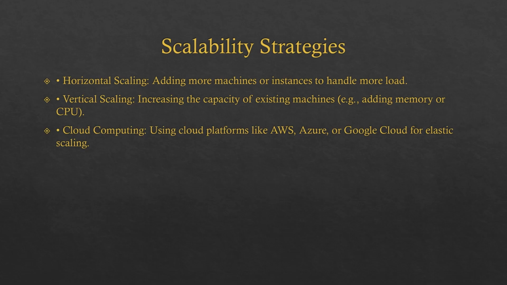Scalability can be achieved through horizontal scaling, which adds more machines, or vertical scaling, which increases the capacity of existing resources. Cloud computing platforms like AWS and Azure offer elastic scaling options for modern systems.